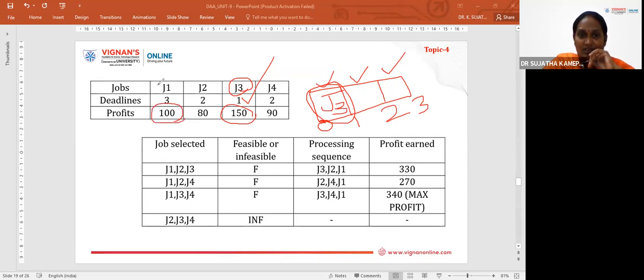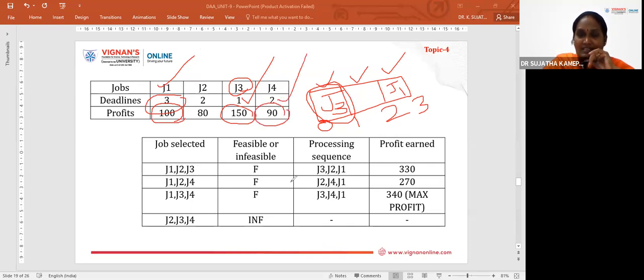highest profited job, which is nothing but J1. He can wait for 3 hours. So that's why in the last slot, we can complete his job. So that's why here we are selecting J1. And the next highest profited job is this one.